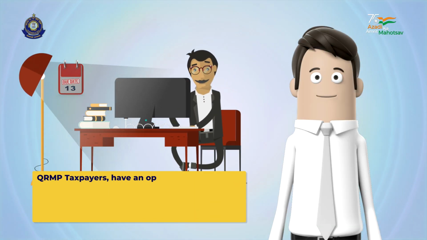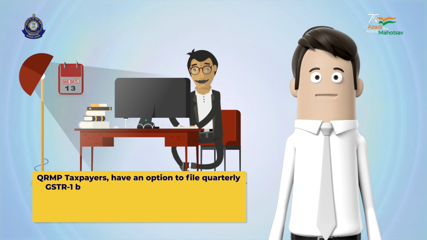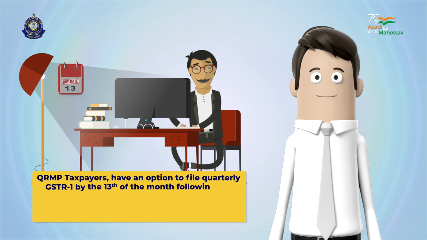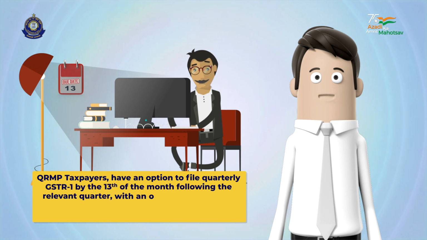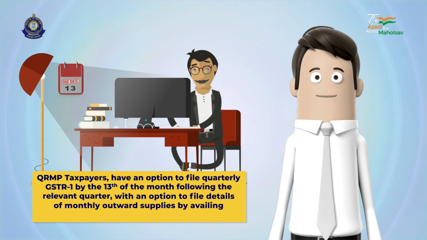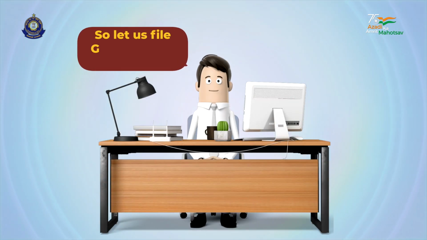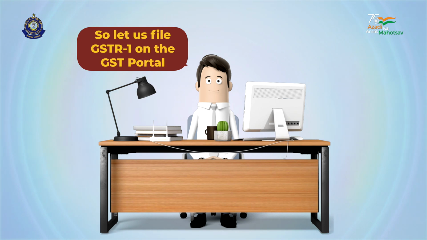QRMP taxpayers have an option to file quarterly GSTR1 by the 13th of the month following the relevant quarter, with an option to file details of monthly outward supplies by availing invoice furnishing facility. So, let us file GSTR1 on the GST portal.